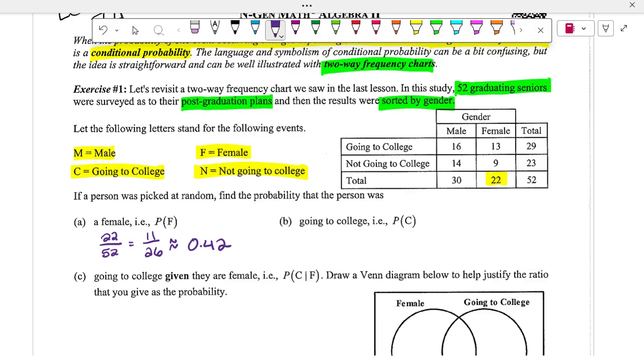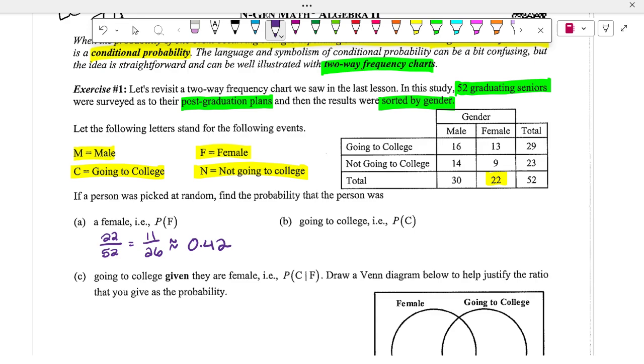So guys, when it comes to whether you want to leave it as a fraction or change it to a decimal, it kind of depends on what you're looking at. Both have their strengths. The fraction is the easiest to get to. A decimal can tell you a bit more, because it can tell you which one's more likely or not, especially if they have different denominators.